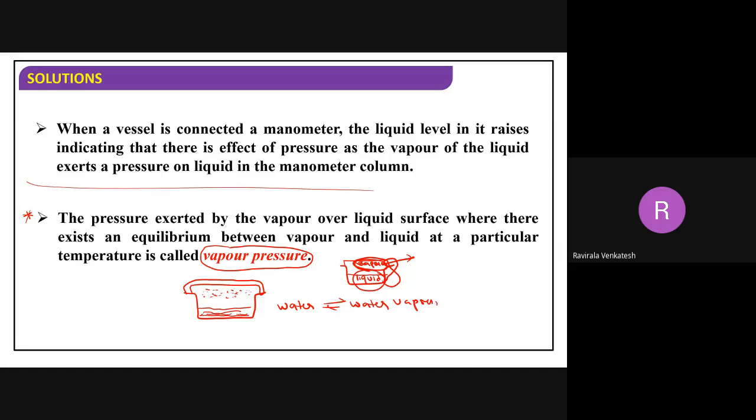Now here, what is the pressure exerted by the water vapor? At a given temperature, when water and water vapor are both in equilibrium, the pressure exerted by these vapors is called vapor pressure. Generally, the definition of vapor pressure is not asked in the examination. To know what vapor pressure is, I have explained this. Next.